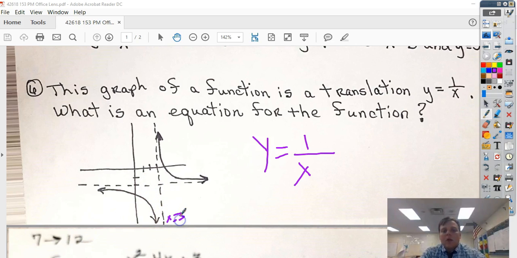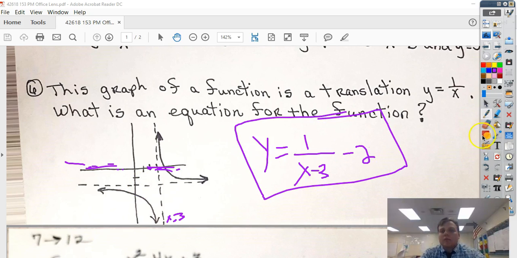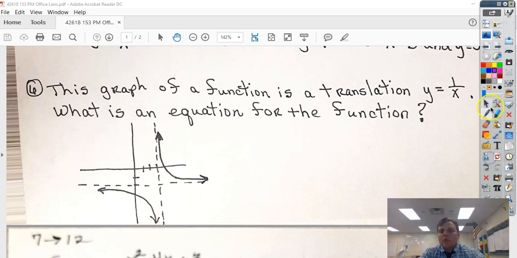Okay, well, how do I get x equals 3 if I set my denominator equal to 0? I get x minus 3. All right, and how do I go from being y equals 0 right here across the x-axis to being at y equals negative 2? I go down 2. Bam. There you go. Okay, let's move on.